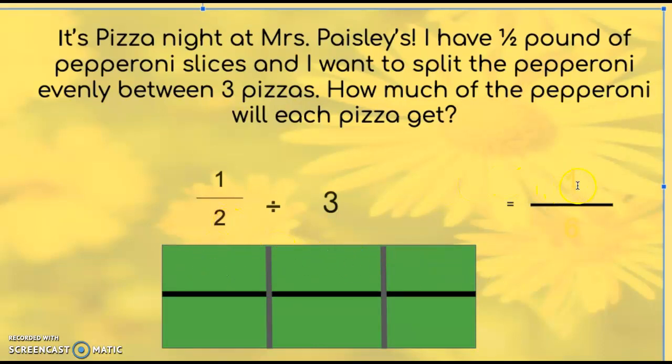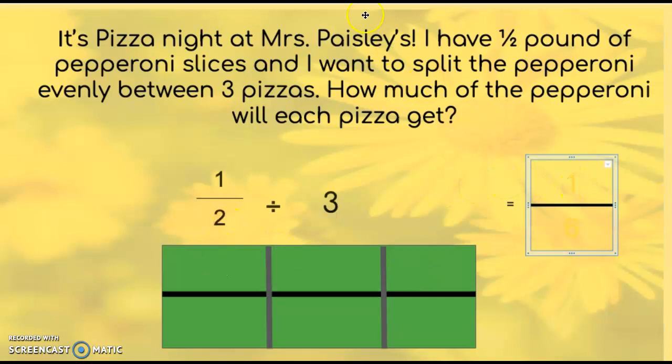And I only want one of those 3 parts because I'm going to put one of them on each pizza crust. So I have one of each of these parts, but I need to know how many parts that is in relationship to my whole, which then tells me that I have 1/6. So this 1/6 is going to go on pizza number 1, this 1/6 is going on pizza number 2, and this 1/6 is going on pizza number 3.